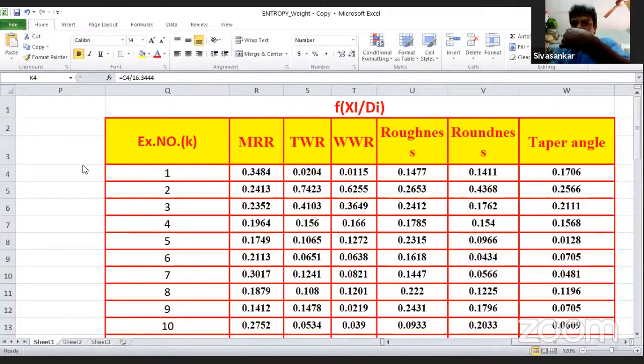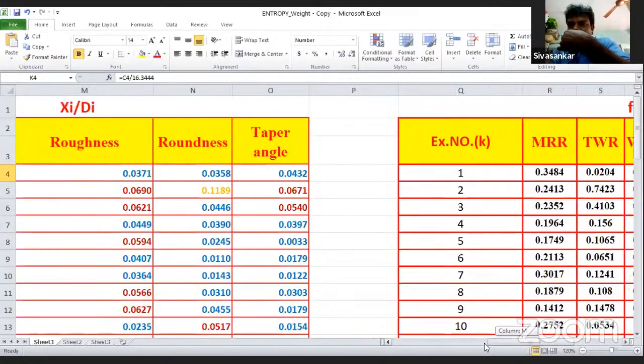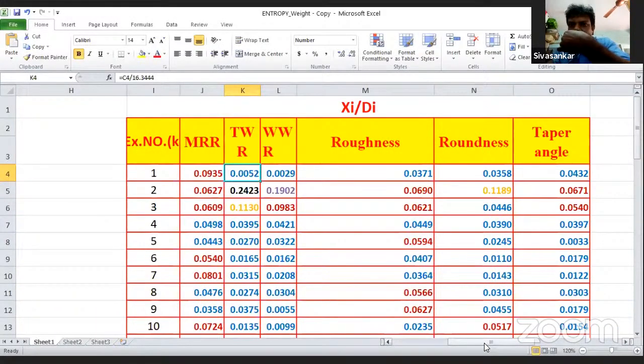Please go to the previous table, sir. Yeah, there are color differences. You see, sir, there are color differences, right? For example, the first three values of MRR are the same color: 0.0935, 0.0627, and then the third one is 0.06 something, right? So all these three values are coming from 0.05 to 0.1. For this case, we have to use the second piecewise equation to calculate the value of function of xi by di. Clear? It means we just have to substitute these values of x in that particular equation. From that value, we can calculate the f of x.